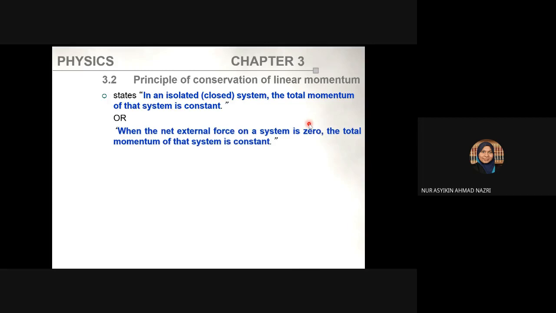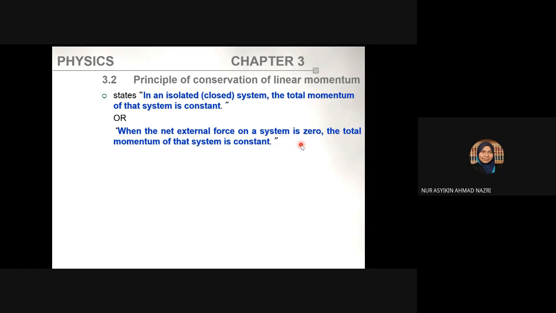Okay, so when the net external force on a system is zero, the total momentum of that system is constant. Net external force on a system, ya, on a system, bukannya pada satu benda saja. Okay. So basically dia akan involve dua objek yang ada velocity lah. Maksudnya yang bergerak. Maksudnya jaranglah kita guna prinsip of conservation of linear momentum ni untuk kes yang macam langgar dinding macam tu. Faham tak?